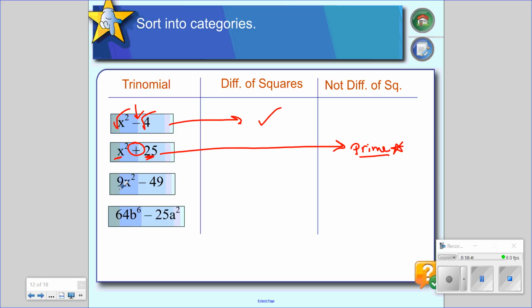Looking at our next example, 9x squared is a perfect square. The square root of it's 3x. 49 is a perfect square. We do have subtraction in the middle, so this is a difference of squares. And lastly, 64b to the 6th, we could take the square root of. It's got an even exponent, so we're good there. 25a squared, we can also take the square root of, and we've got subtraction. So another difference of squares.